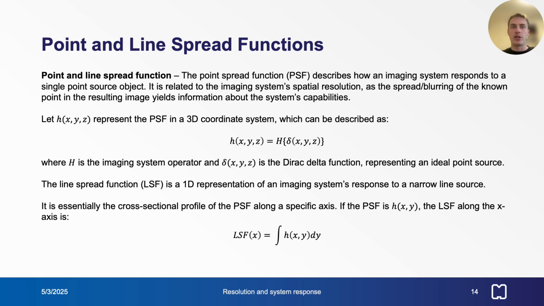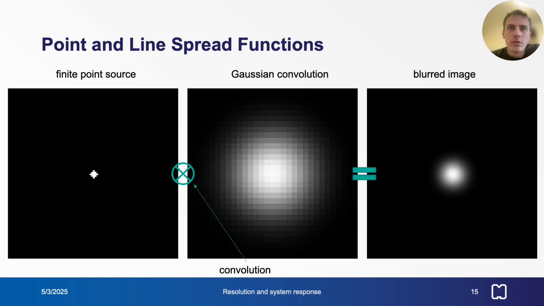Now, if we let h of xyz represent the PSF in a 3D coordinate system, which is described in the first function, where capital H is the imaging system operator and delta of xyz is the Dirac delta function, representing an ideal point source. Then the line spread function, or LSF, is a 1D representation of an imaging system's response to a narrow line source, which is essentially the cross-sectional profile of the PSF along a specific axis.